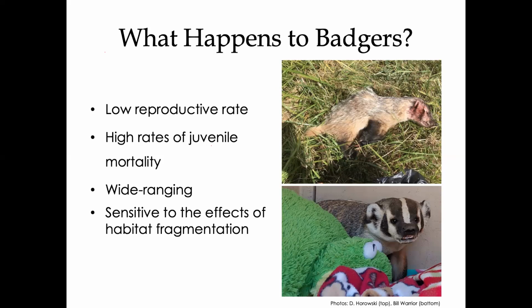The juveniles have high rates of mortality. In one study in British Columbia, they documented only 25% survival of juveniles that they were following with radiotelemetry. They're also pretty wide ranging, as I discussed earlier. They tend to move long distances. And all of these factors have been shown to be important indicators of a species' sensitivity to the effects of habitat fragmentation. So we see this in other large carnivores, especially mountain lions right now.